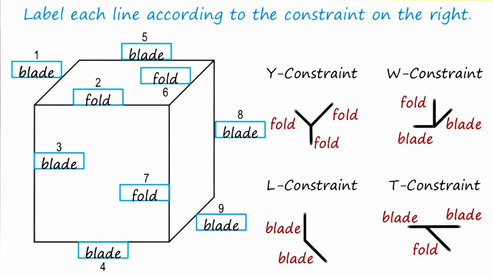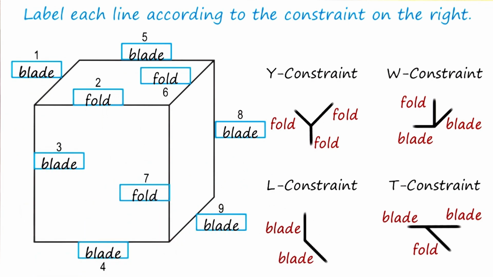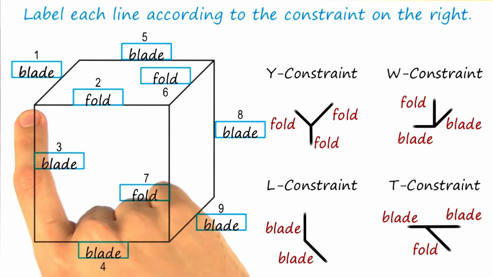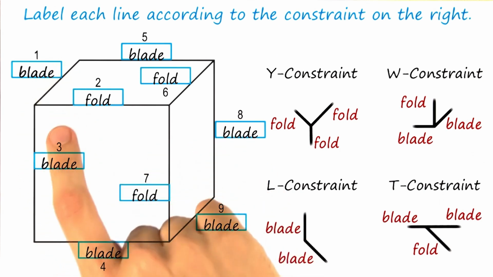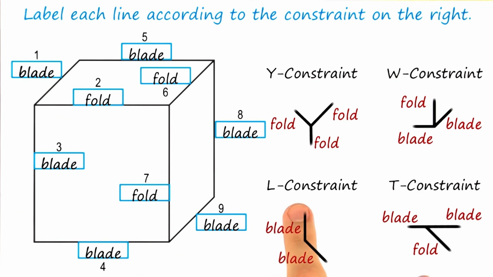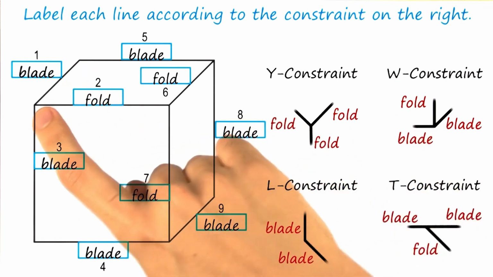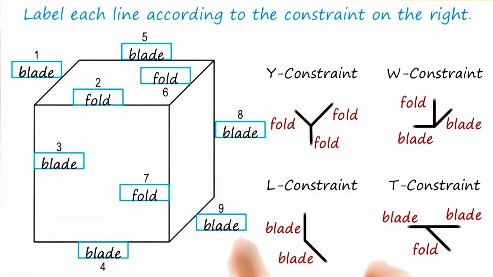So starting in the top left, I used the L junction up here to look at the L constraint, which said that both 5 and 1 are blades. I then used the W junction right here to look at the W constraint and find that these should be labeled as blade, fold, and blade from 1, 2, and 3. I noticed that the L constraint and the W constraint for these 2 junctions both made this edge a blade, and that followed around for the entire figure.